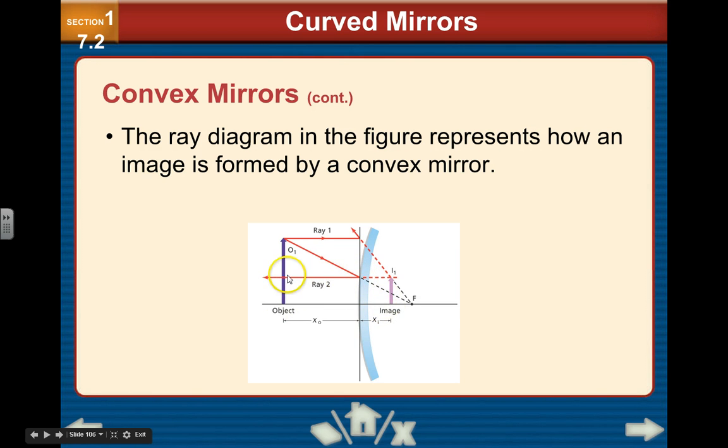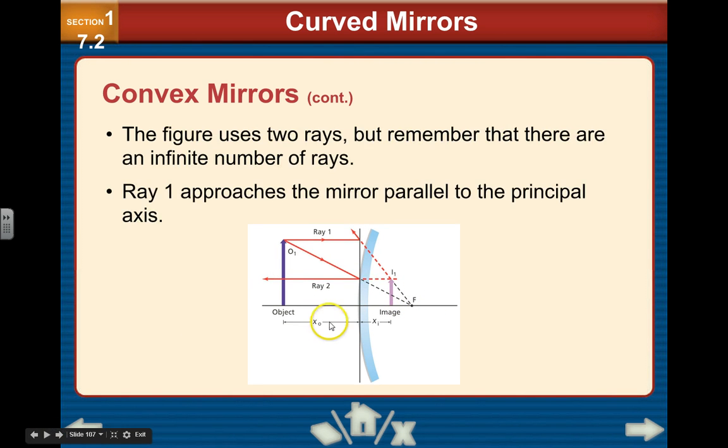So that's this whole thing. If it comes in parallel, it's going to reflect off at an angle that goes through the focal point. If it comes in going through the focal point, it reflects off parallel. So we just need to be able to draw our rays. The figure uses two rays, but remember there's an infinite number of rays.